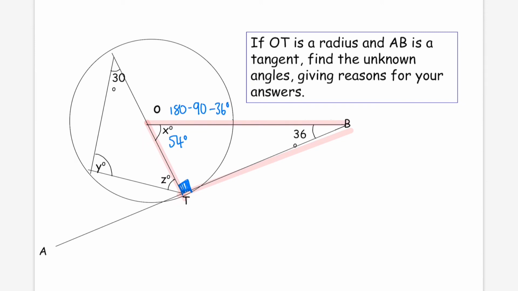I can also see that I have a diameter here, and it forms an angle in a semicircle. And we know that when that happens, we have a 90-degree angle at the circumference. So y is therefore 90 degrees. So again, I can do 180, so using that triangle, minus the 90 minus the 30, and that's going to give me z, which is 60 degrees.